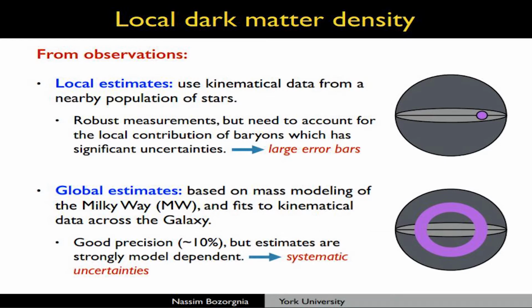And the other way is the so-called global estimates, where you use rotation curve data, and basically you have to model the mass of both the luminous and the dark matter mass of the Milky Way, and then you fit it to rotation curve data across the galaxy. And these usually have good precision, but it's also strongly model dependent, so you have large systematic uncertainties.